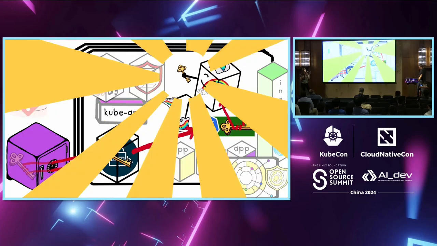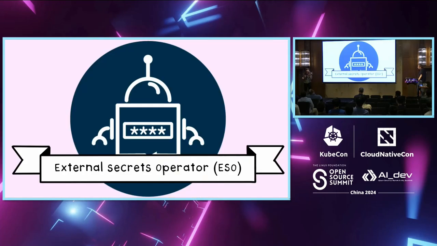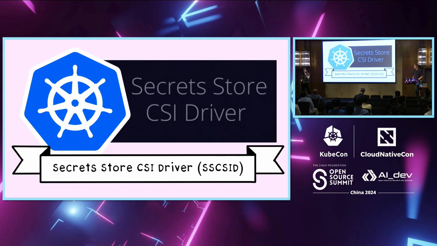External Secrets Operator can also do a couple other things that are awesome and alpha right now. It can push secrets, so it can take a Kubernetes secret and push it to the vault, and it can also generate secrets. Next up, we have Secrets Store CSI Driver. Secrets Store CSI Driver, they were like, you know what?